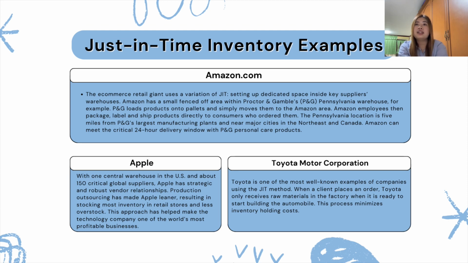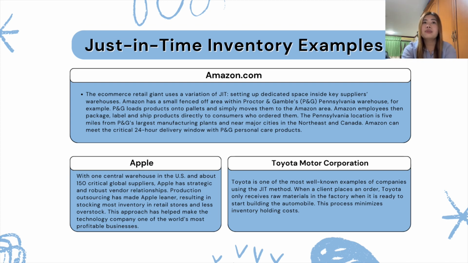The Pennsylvania location is 5 miles from P&G's largest manufacturing plants and near major cities in the Northeast and Canada. Amazon can meet a critical 24-hour delivery window with P&G's personal care products.